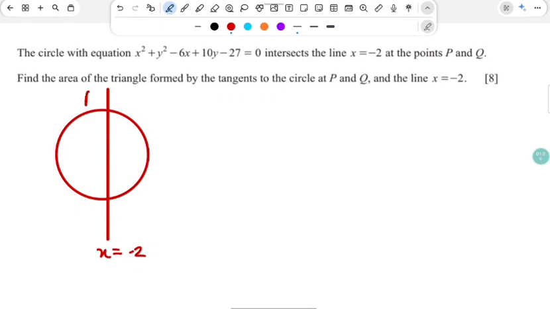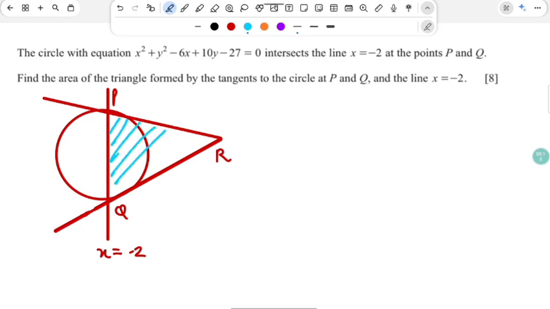So this is point P and this is point Q. Now if we draw our tangent, so now this will be our diagram. Basically we have to find the area of triangle formed by the tangent at point P and Q and line x = −2. So basically we have to find this triangle area. So we have to find area of triangle PQR.